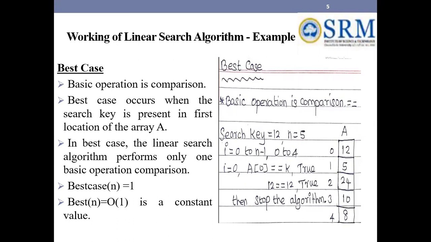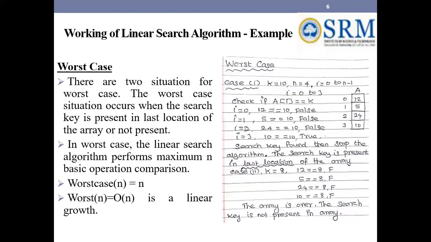So when we write the order of growth, best case of n is equal to order of 1, which is a constant value. When the best case occurs, if the search key k is present in the first place of the array, the algorithm performs only one comparison. So the time complexity for the best case is order of 1, a constant value. Now come to the worst case.